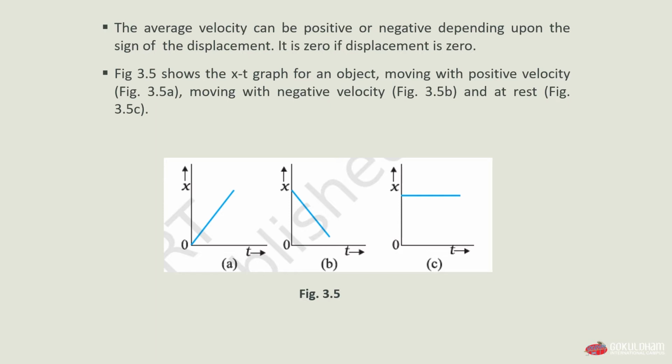Now figure 3.5 shows us the graph of all the 3 points that we discussed. Figure 3.5a is the graph for positive velocity, which is a uniform line going upward. Figure 3.5b is for negative velocity, where you can see that the line is coming downward, and figure 3.5c, which is for zero displacement, zero velocity, is a straight line.